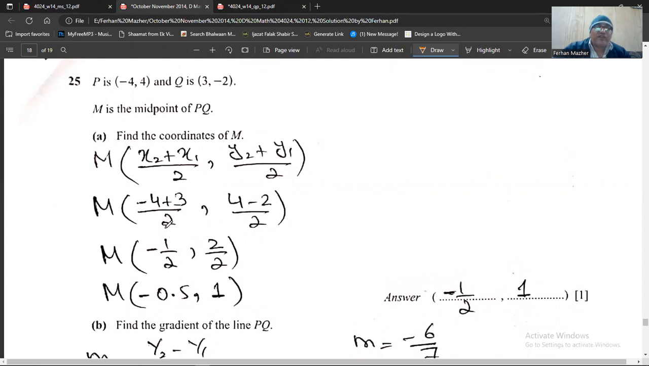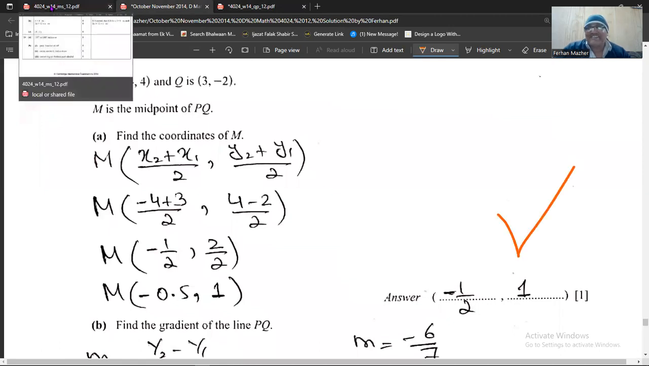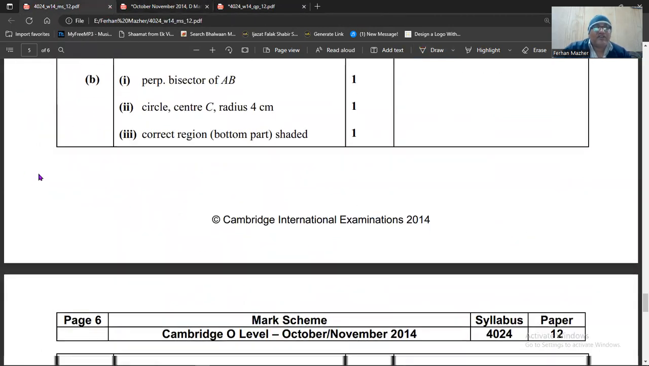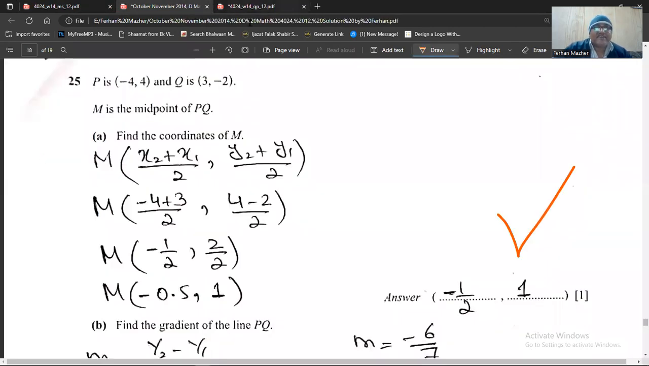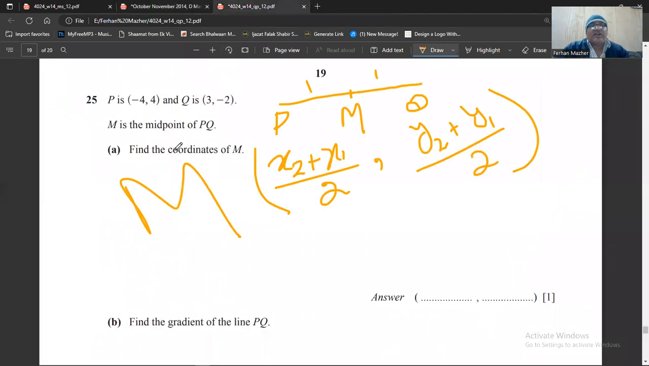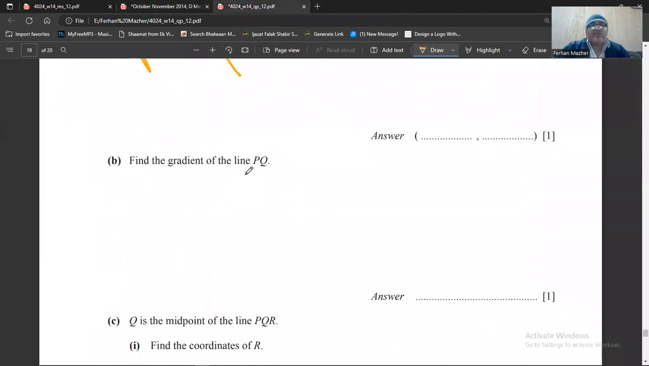So it will be -4 plus 3, and that will be -1 by 2. And 4 minus 2 by 2, that will be 2 by 2, that will be 1. So -0.5, comma, 1. So -1 by 2, comma, 1, that is my midpoint. This is how this is done. Simple, straightforward. -1 by 2, comma, 1 is the right answer, sir. Our answer is right.